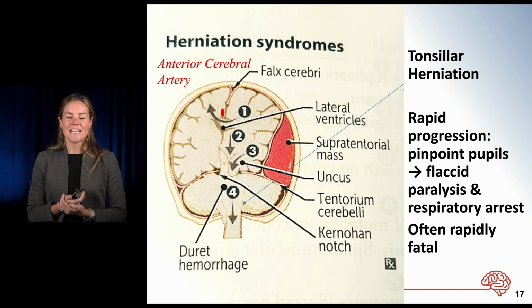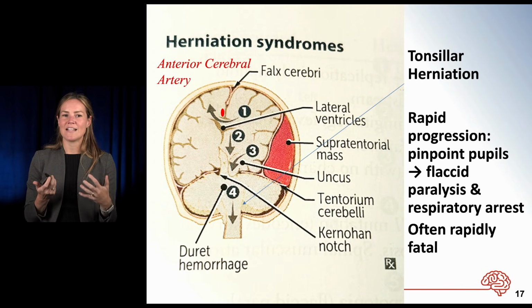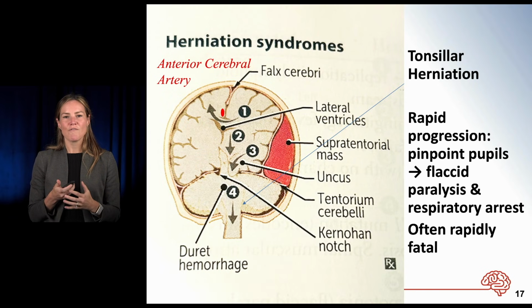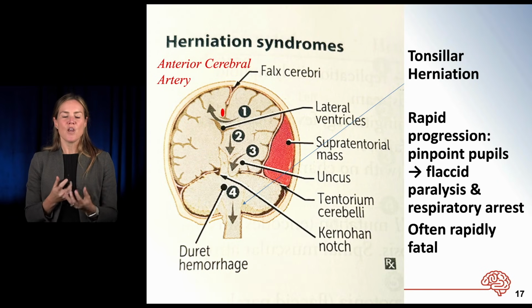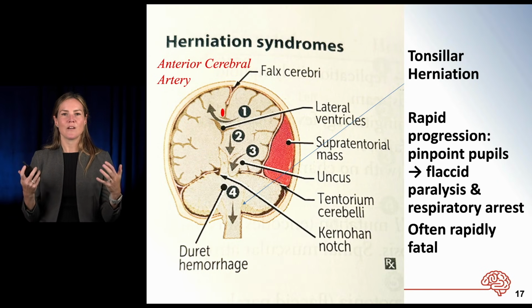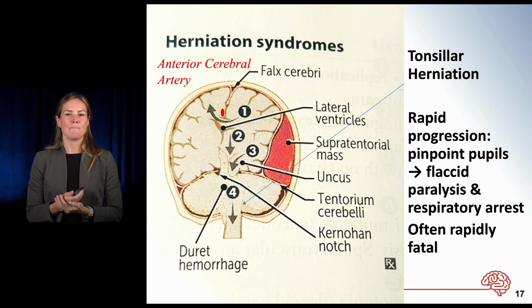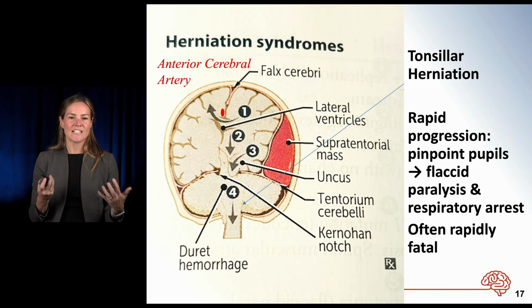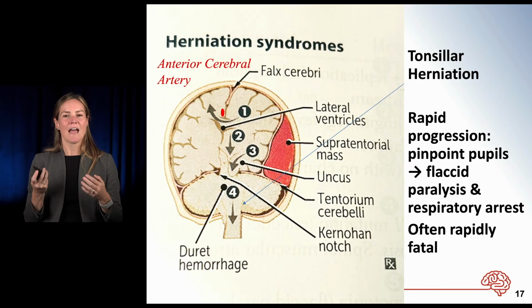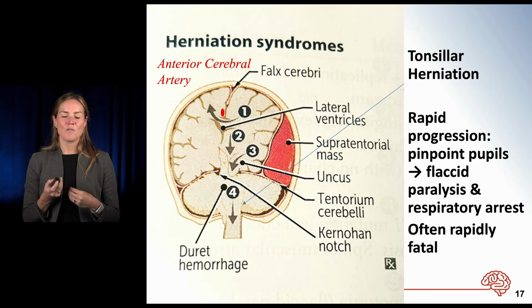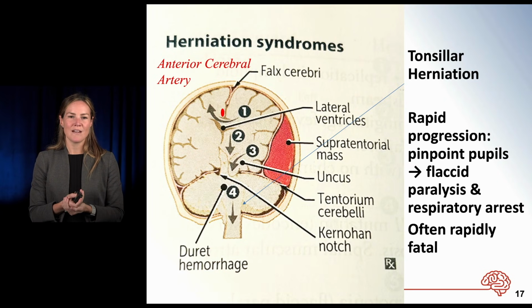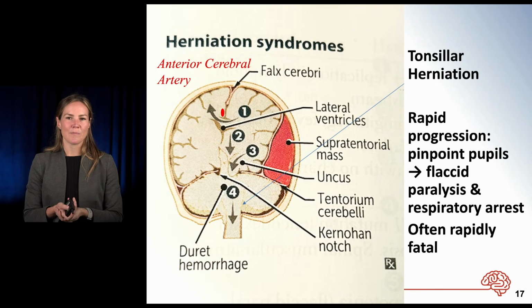Tonsillar herniation, again, is a really life-threatening situation because the posterior fossa is a very small space. So if you have pathology in the cerebellum, it can rapidly compress the brainstem, leading to flaccid paralysis and respiratory arrest. This is a really rapidly evolving situation. We should always respect cerebellar pathology.